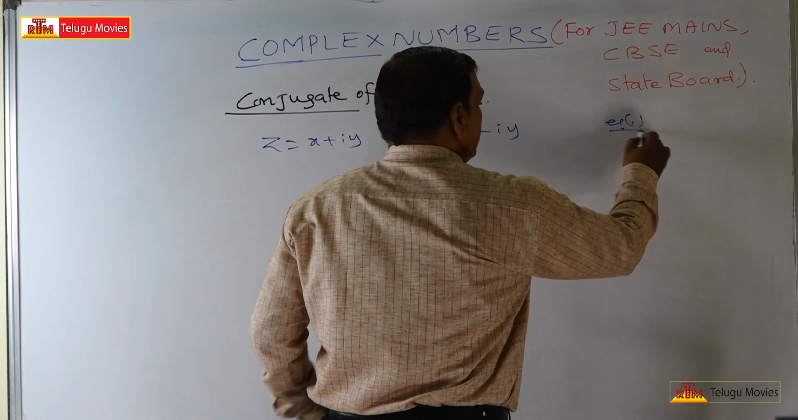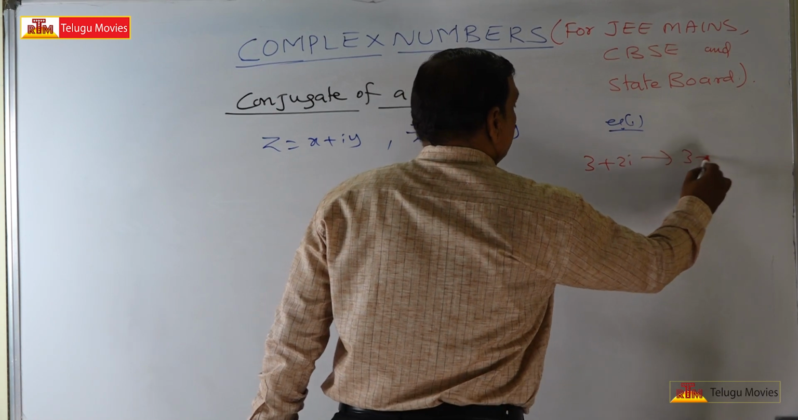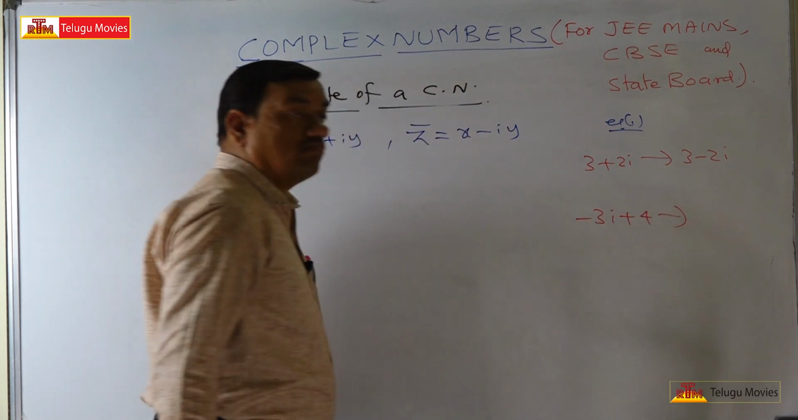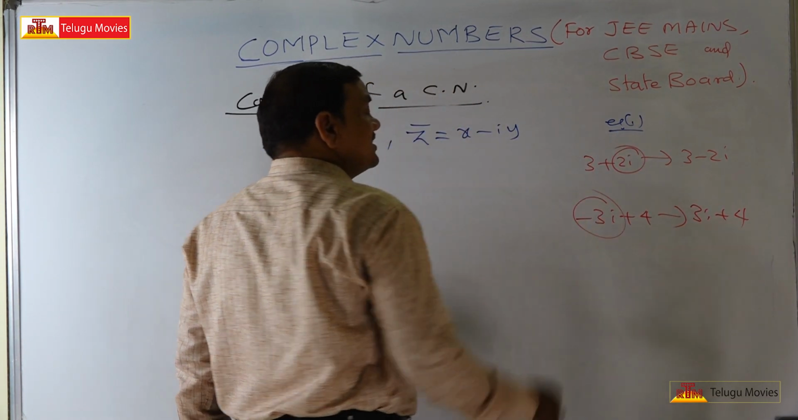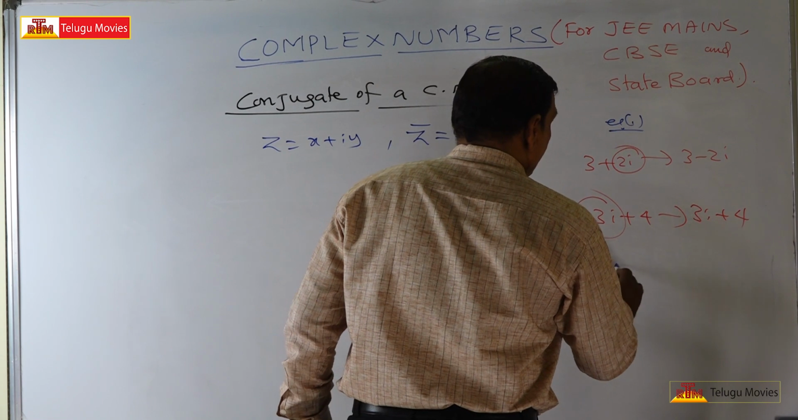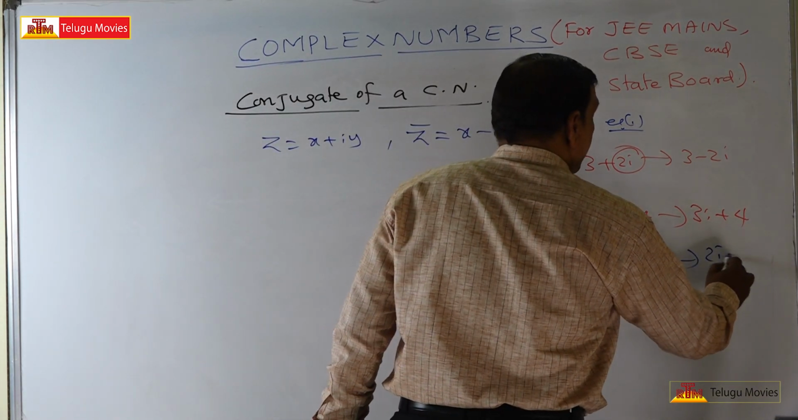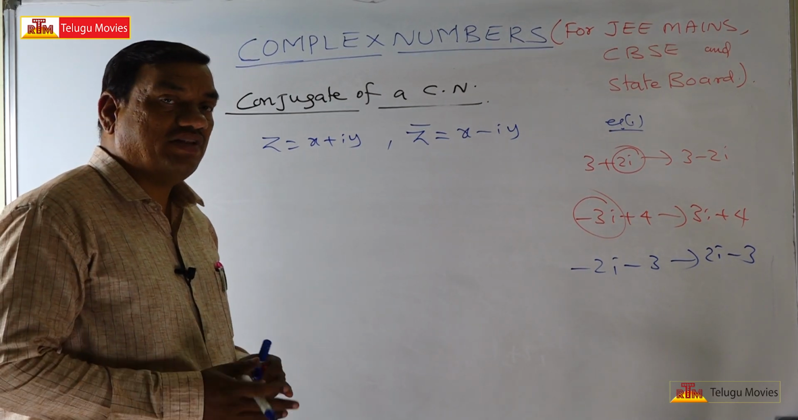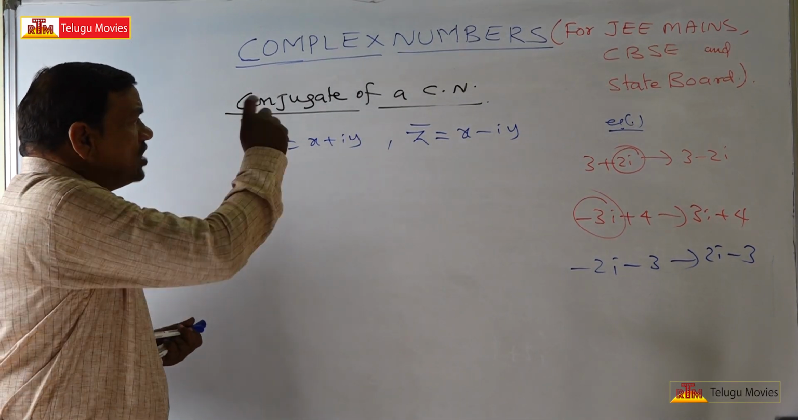For example, I will give some numbers, and you tell me the conjugate. 3 plus 2i. The conjugate is 3 minus 2i. Now, for example, minus 3i plus 4. What is the conjugate? 3i plus 4. So you only have to change the sign of the imaginary part. For example, minus 2i minus 3. What is the conjugate? It is 2i minus 3. That means you have to change only the sign of the imaginary part, wherever the imaginary part may be, whether it is first or last. So this is the formal definition of the conjugate of a complex number.